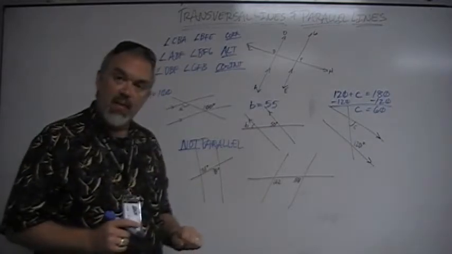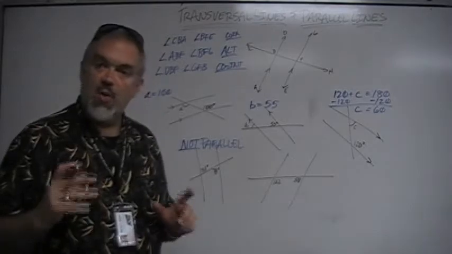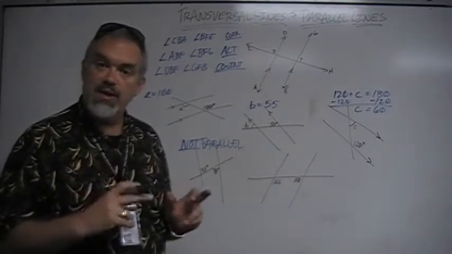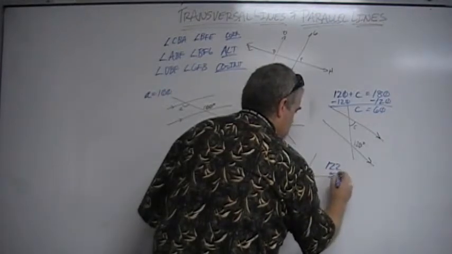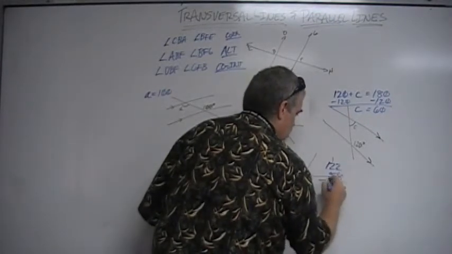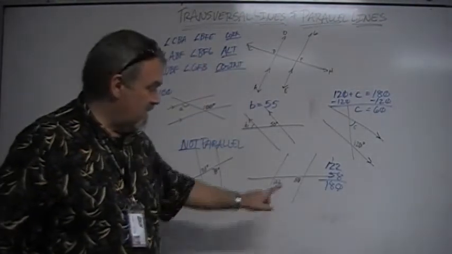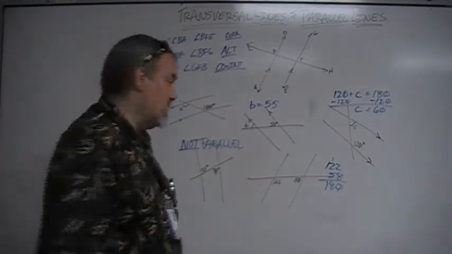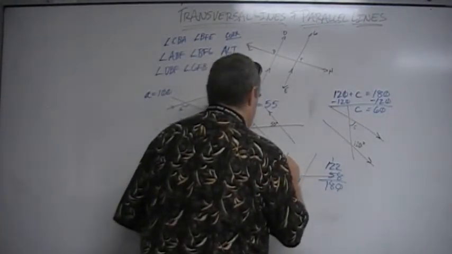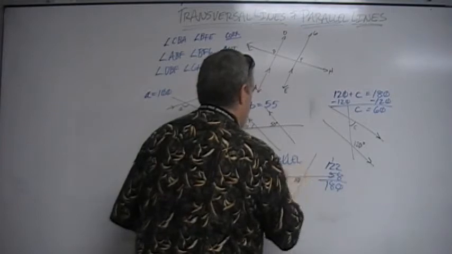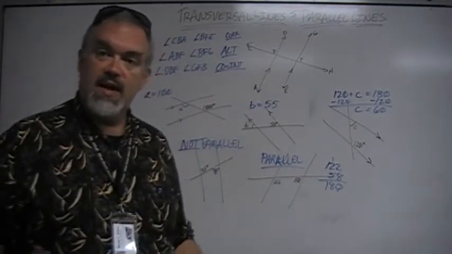Here's another diagram. What do I have here? 122 and 58. Those are what kind of angles? They are co-interior angles. So, 122 plus 58 is 180, they add up to 180 degrees. That means that these 2 lines must be parallel. And that is transversal lines and parallel lines.